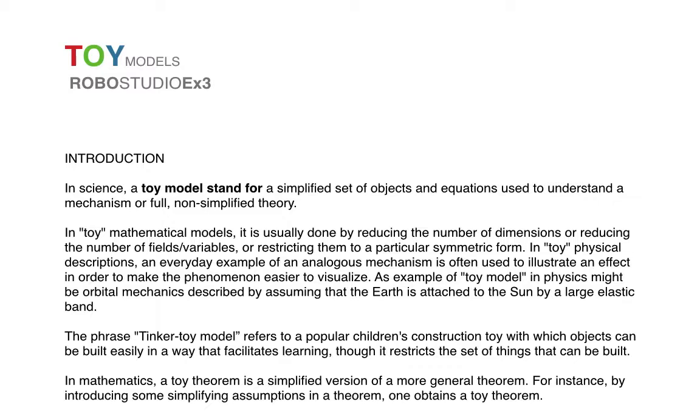In toy physical descriptions, an everyday example of an analogous mechanism is often used to illustrate an effect in order to make the phenomenon easier to visualize. The phrase tinker toy refers to this classical children's construction toy, with which objects can be built easily, and the process facilitates learning, though it restricts the set of things that can be built, of course, because it's a systemic type of toy.